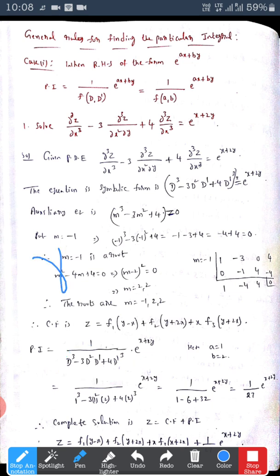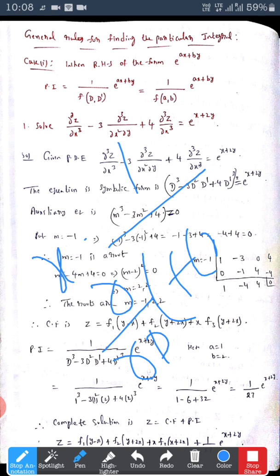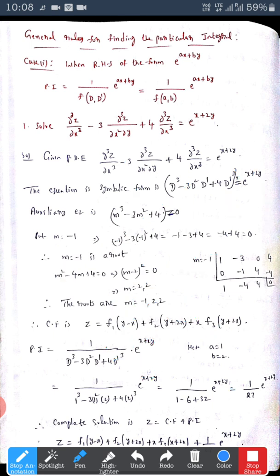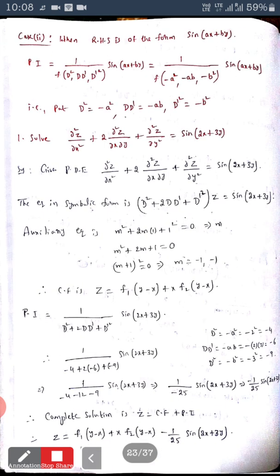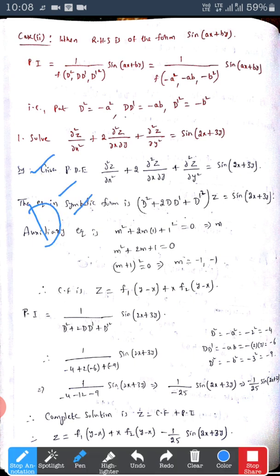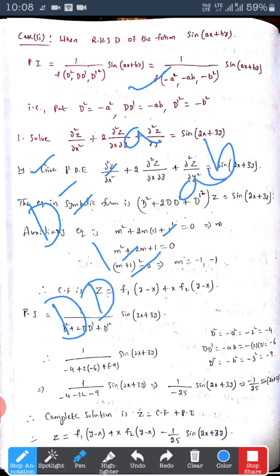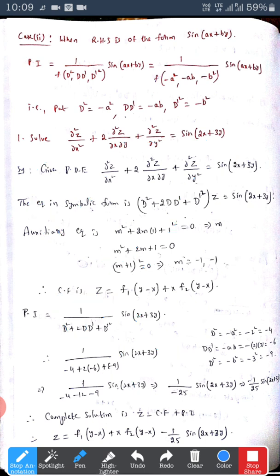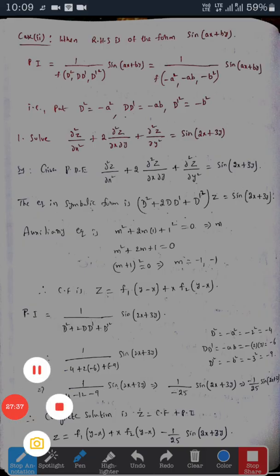That means write x into 1 by dou by dou D of that f of D comma D dash. Suppose if it is sin ax plus by, in place of D square, write minus a square. In place of DD dash, write minus ab. In place of D dash square, minus b square. That is if it is sin ax plus by.